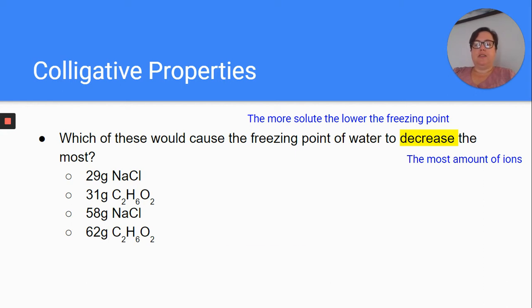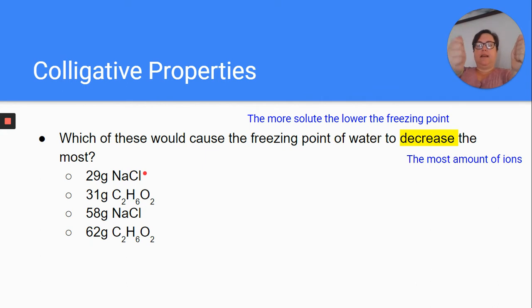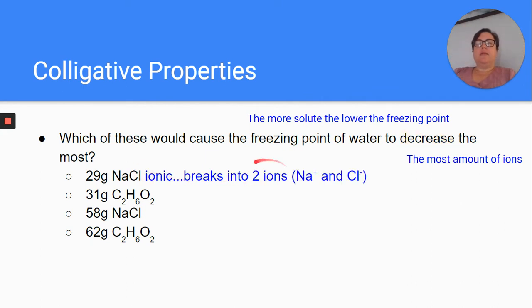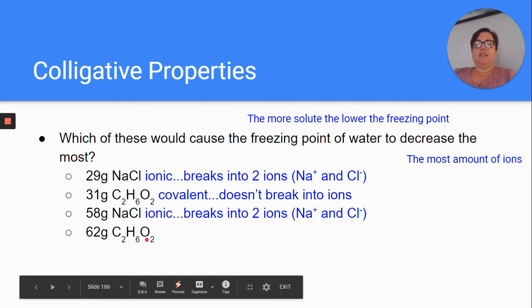So then I look at my answer choices. I have NaCl, which is an ionic compound, so that's going to break into Na plus and Cl minus. That would break into 2 ions. Whereas C2H6O2 is covalent, so it's a molecule. It's not going to break into ions, so we wouldn't count that as 2. We would only count that as 1. Again, NaCl would count as 2 because of the Na plus and the Cl minus, and C2H6O2 being covalent just counts as 1.